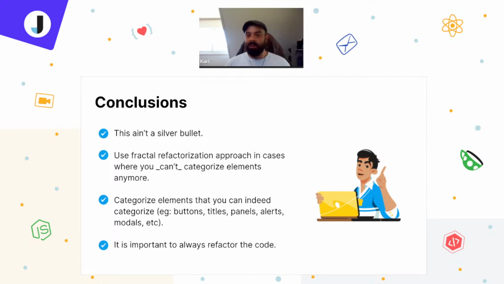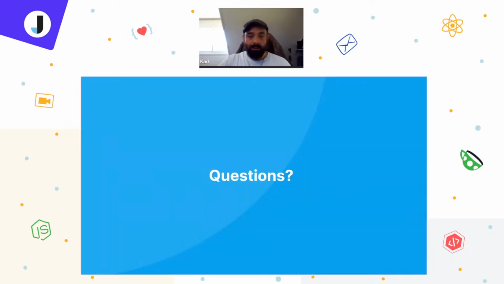Flat is better than nested in the Bootstrap library, of course. But if you have something unique, then I think you should be nesting things. And that's all. Any questions?